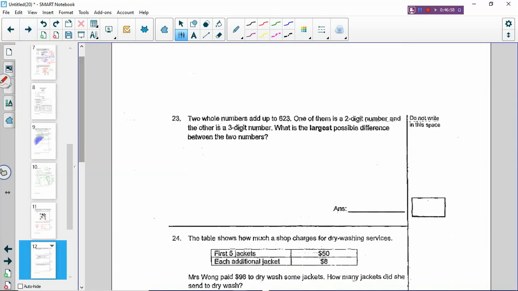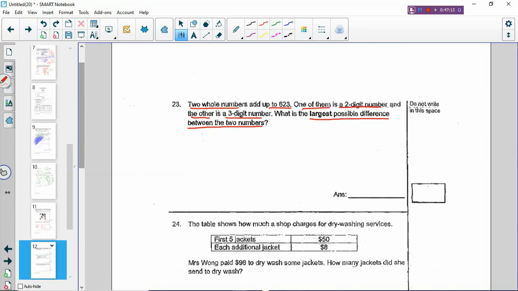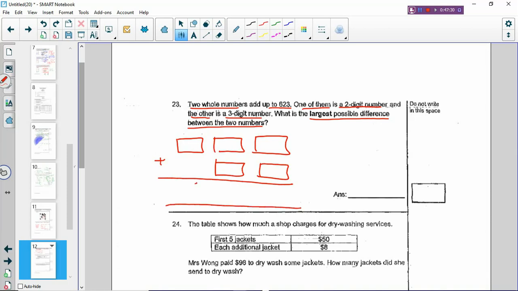Okay, now two whole numbers add up to 623. One of them is a 2-digit number and the other is a 3-digit number. So what is the largest possible difference between the two numbers? Method, draw a diagram. Alright, so there's a method called draw a diagram. A diagram can be anything. For example, in this question, I can draw a simple diagram that looks like this. A 3-digit number and a 2-digit number, right? And they add up to be 623.